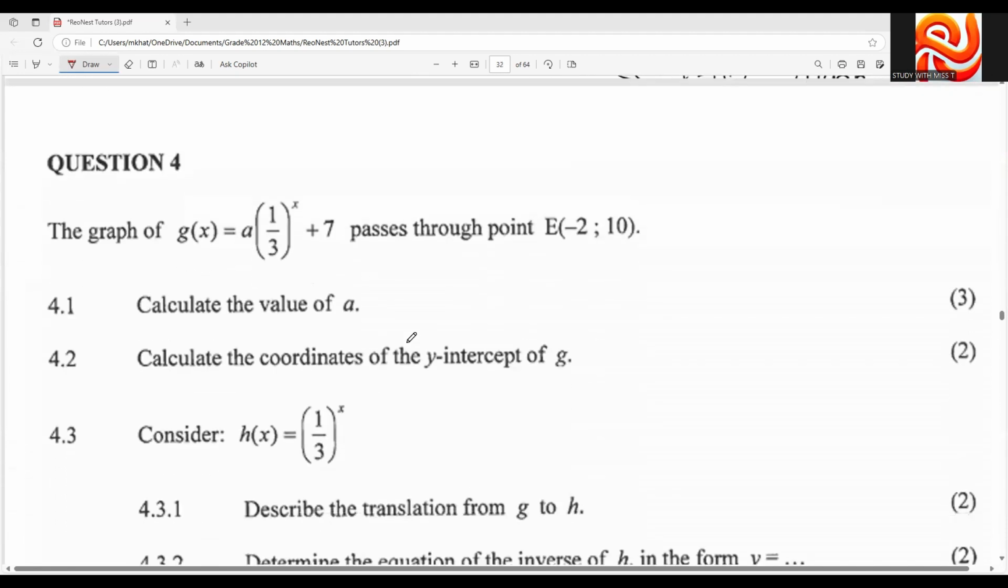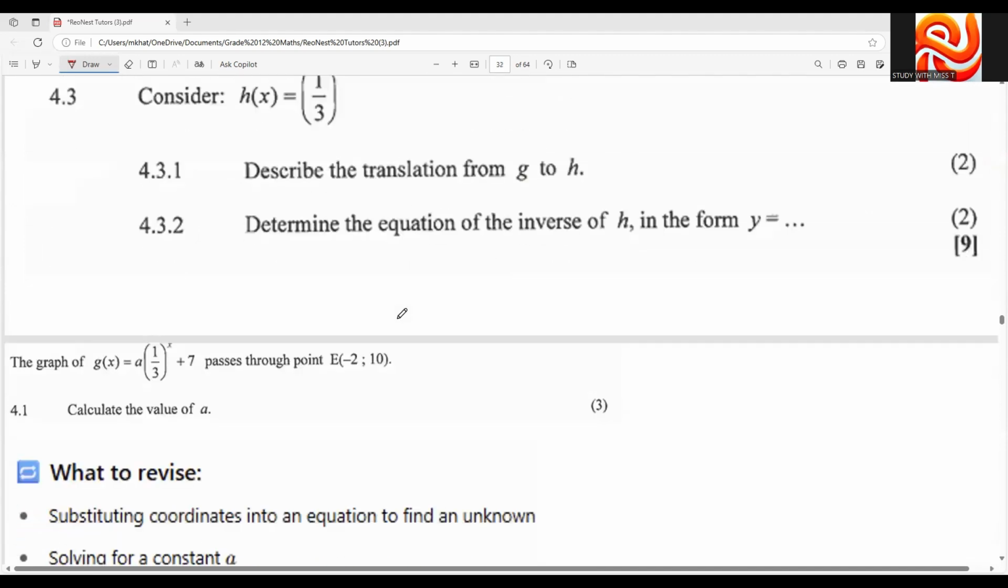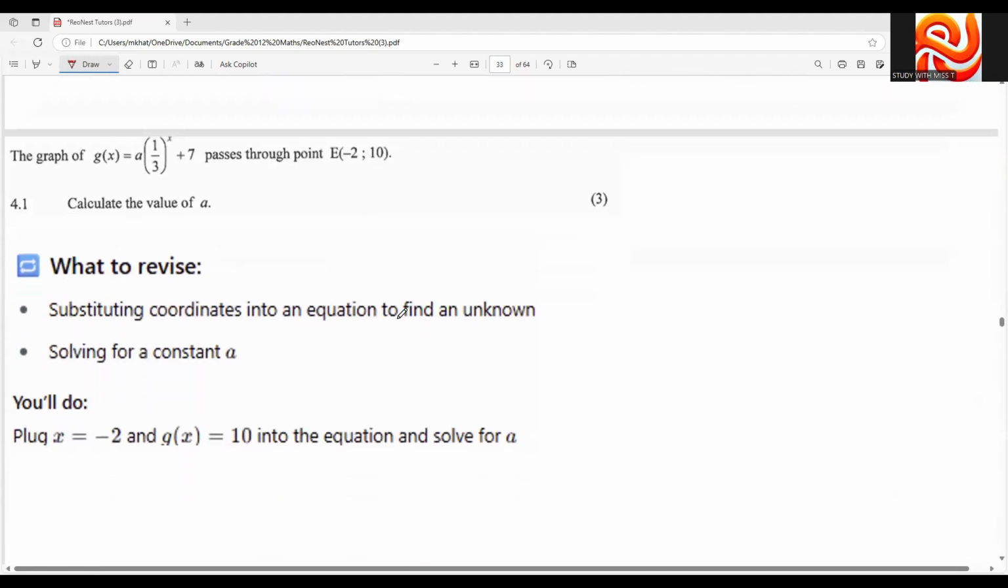So question 4, this is question 4. We are going to be dealing with a graph, right? A graph of g of x that is equals to a into 1/3, right, to the power x plus 7, and it passes through the point E, which is -2 and 10, which is our vertex, okay? So, right, we're going to start with 4.1 in this case.